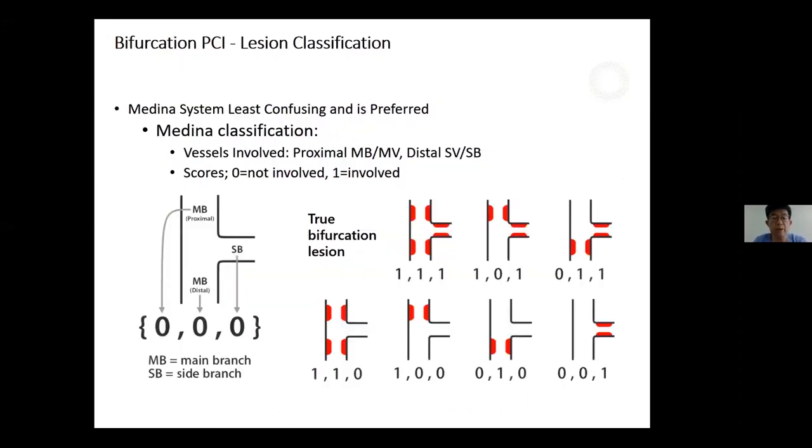So this is a famous classification of bifurcation lesions, the Medina classification. As you know, 3 components, 3 parameters: proximal main branch, distal main branch, and side branch. Through bifurcation lesions, as you know, 111 or 101 or 011.